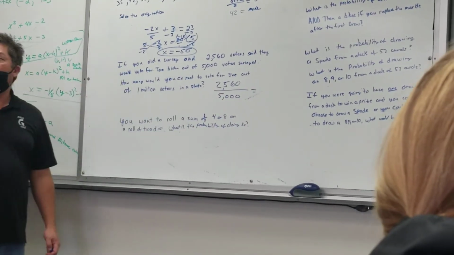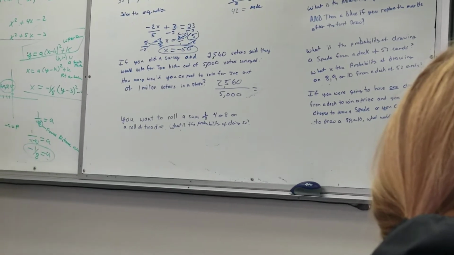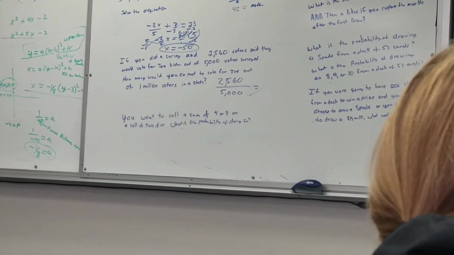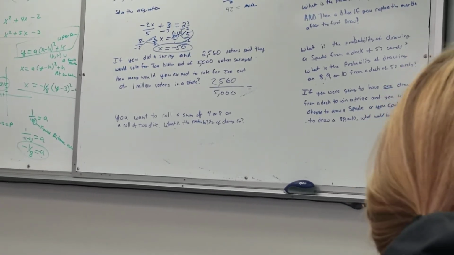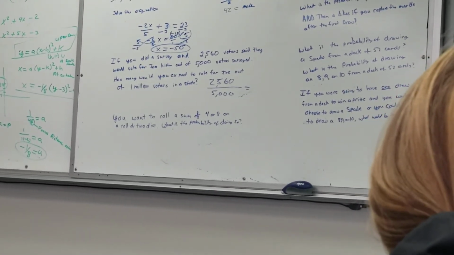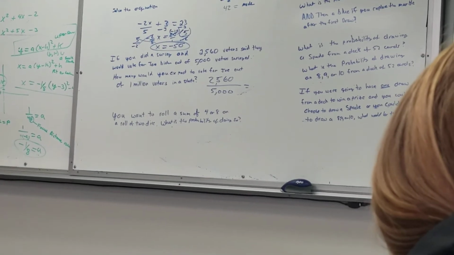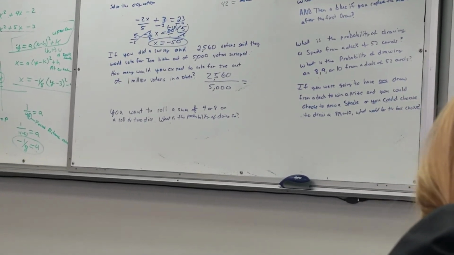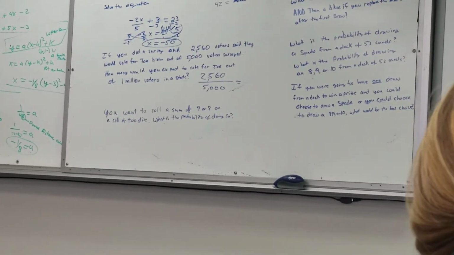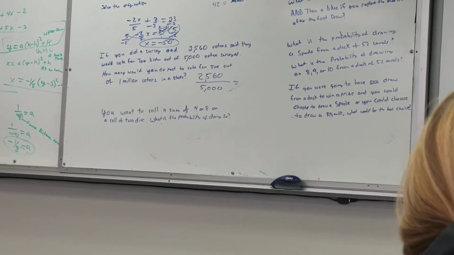Okay, now, once I have that ratio, it should be equal to the ratio of the other side. The tricky part is knowing what to put on top and what to put on bottom. What did we put on top on the left? What does that 2560 represent? People who are voting for what? Biden. What does the bottom number represent? The total. All the people who were in the survey, right?